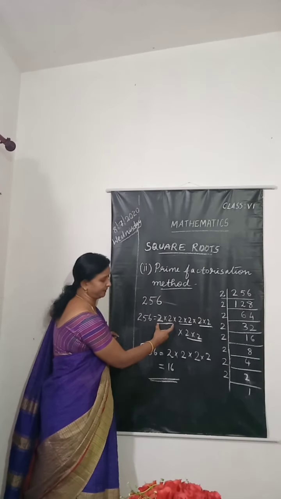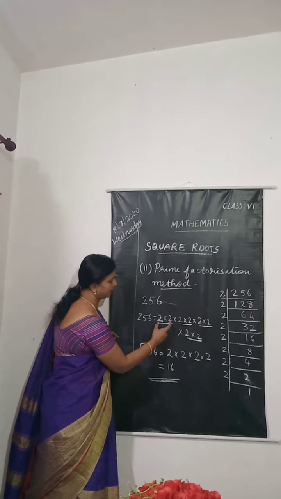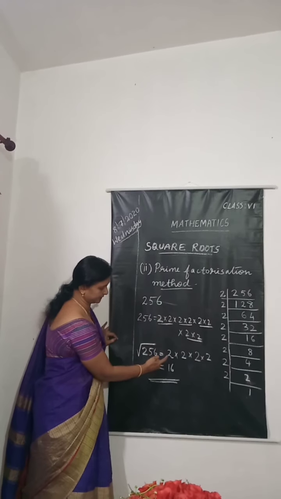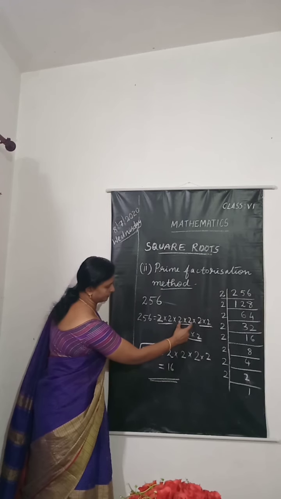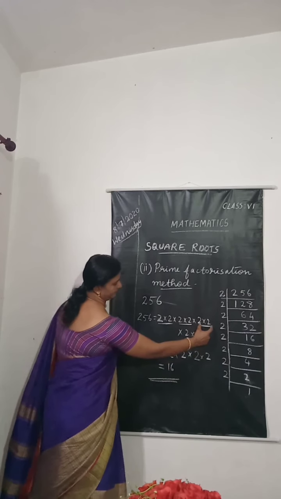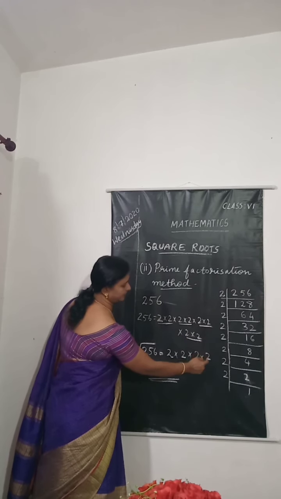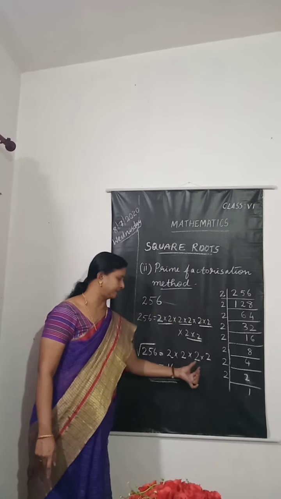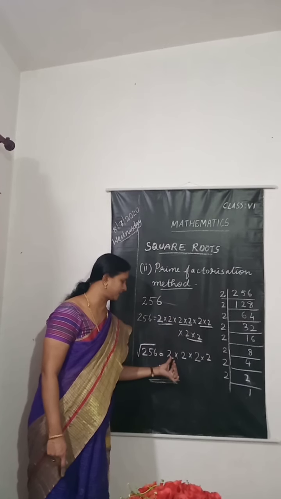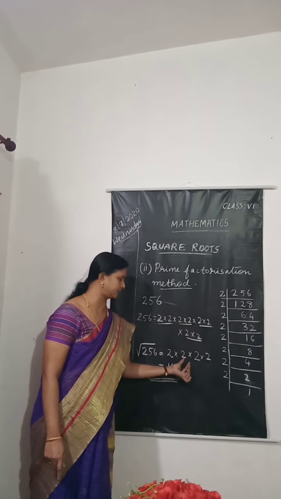already paired the number. Then from this you will take only one 2 for this answer. In this pair, consider only 2. From here another 2. From here another 2. From here another 2. So take only one number from each pair. From this pair consider only one 2. From this pair another 2, like that.